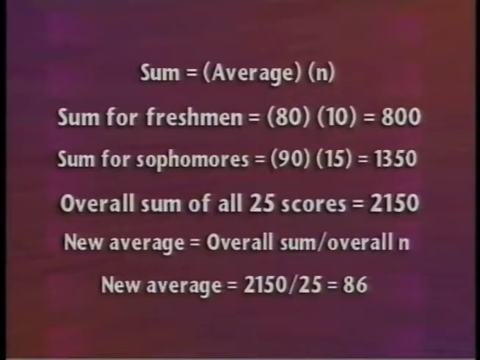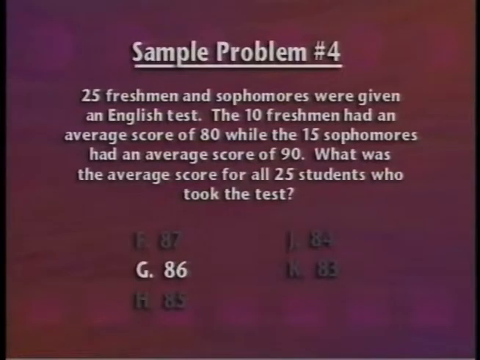For this type of problem, let's rearrange the formula for the average and get that the sum equals the average times n. So the sum for the freshmen would be 80, their average, times 10, the number of freshmen, equals 800. Sum for sophomores is 90 times 15 for 1350. The overall sum of all 25 scores is 2150. Now we can calculate the new average equals the overall sum divided by the overall n. The new average is 2150 divided by 25 equals 86. Answer G.